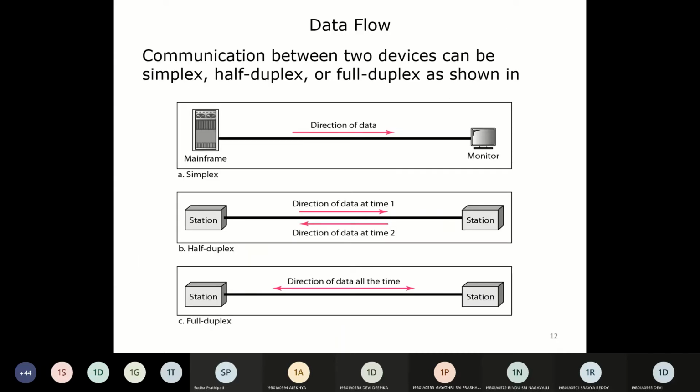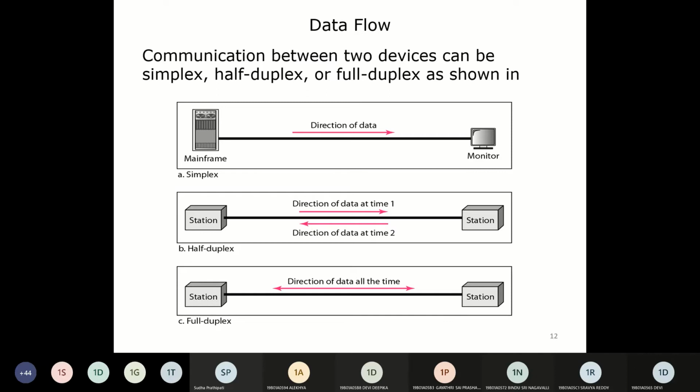Now coming to the full duplex, you can see that both the persons can talk. It is like a telephone conversation or talking over the cell phone. Both the persons can talk at the same time. It is not like one person talks and then only the other person has to talk. It is not like that.